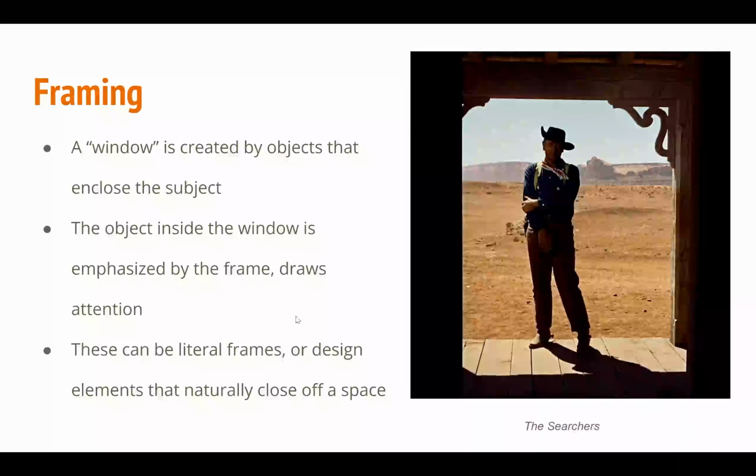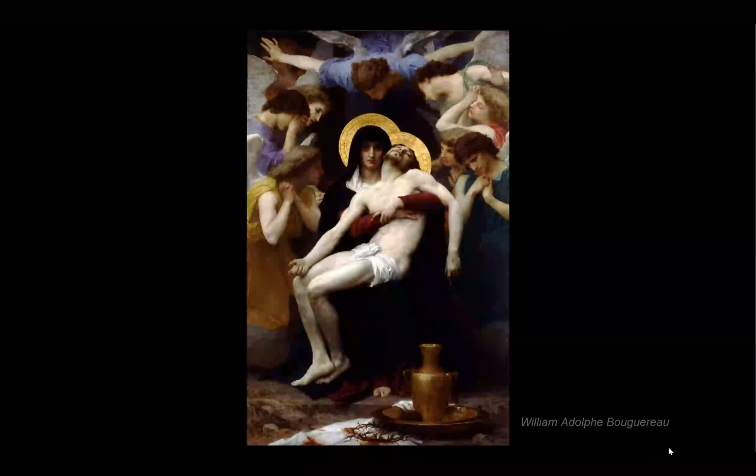Let's skip through this. Okay, so framing. A window is created by objects that enclose the subject. So you can essentially frame something by wrapping or blocking off parts of the image through the shape of an object. You can use this to emphasize the subject that's within the window, and that's going to draw your attention. This can be literal frames, like in this case a door frame, but it could also be design elements that naturally close off a space. It could be something like a tree or a fabric or cloth blocking off an area or part of the image, like a barrier, and keeping your focus in a particular area.